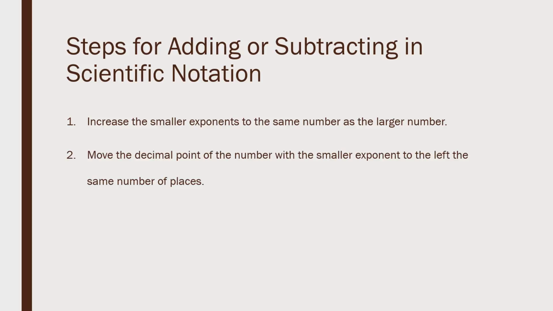You're going to have to move the decimal point of the number with the smaller exponent to the left, and then add or subtract the coefficients. So I kind of go through this a little quick right now because I just want you to write them down. That way you have the steps and you can look at those steps as we're going through these examples. And then finally, write your answer in scientific notation, of course.